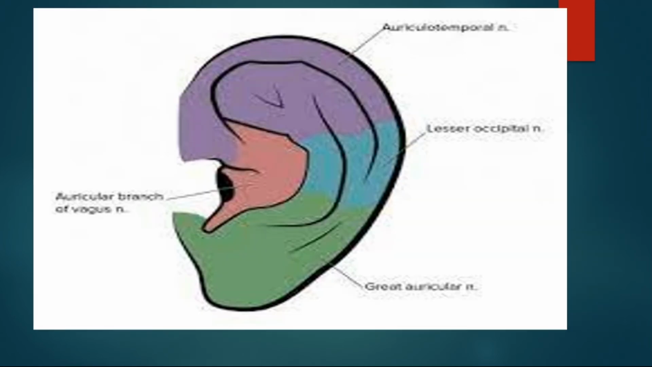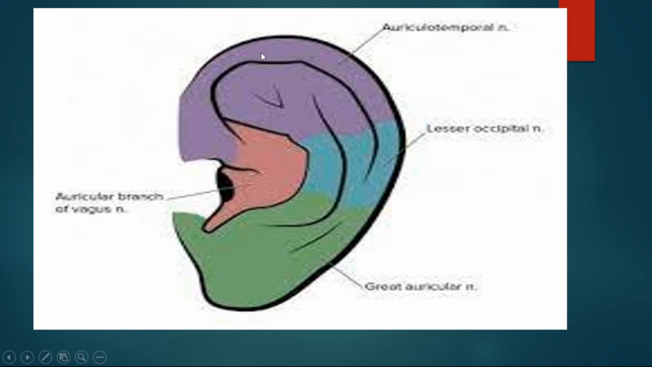The sensory innervation of the skin of the auricle comes from numerous nerves. The greater auricular nerve innervates the skin of the auricle lobe area. It is a branch of the cervical plexus. The lesser occipital nerve innervates the skin of the auricle somewhat here. It is also a branch of the cervical plexus. The auriculotemporal nerve innervates the skin of the auricle and also the external auditory meatus.